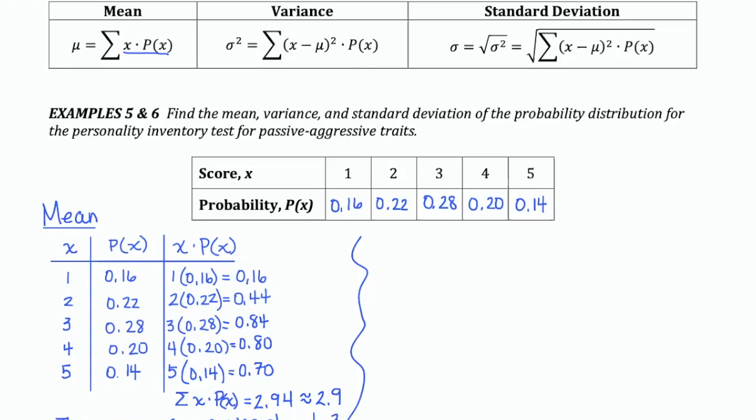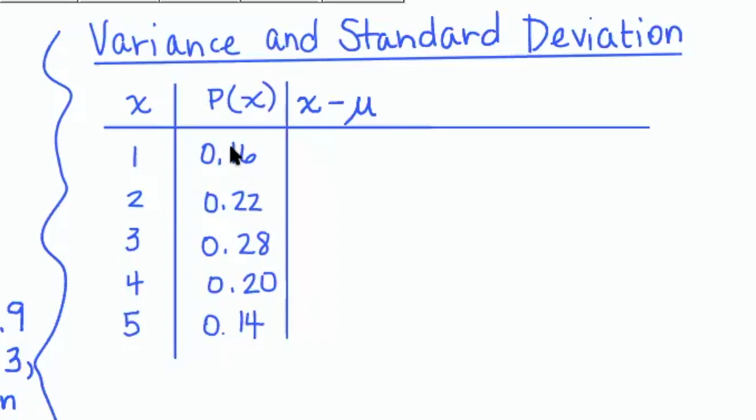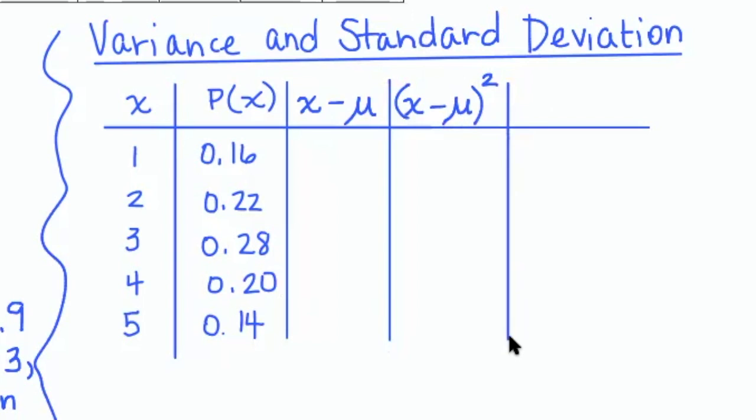So I'm going to create a table for that. So I've got my table started. Now the first column I need is a place to subtract the mean from each score. Then I'm going to need to square the values in that column. And finally, the last step according to the formula is then to take that column and multiply it times the probability, and then I'll sum up that last column.